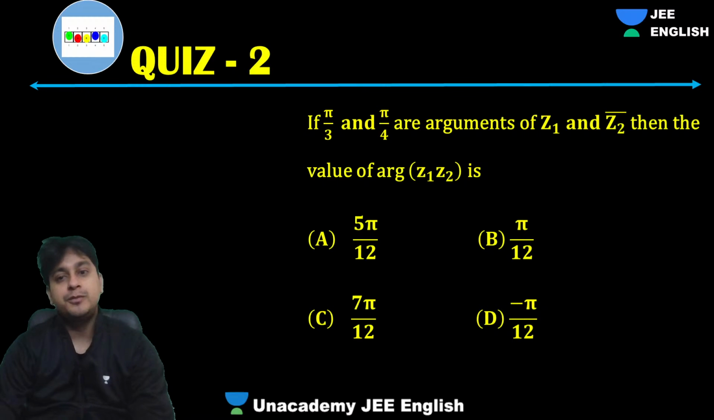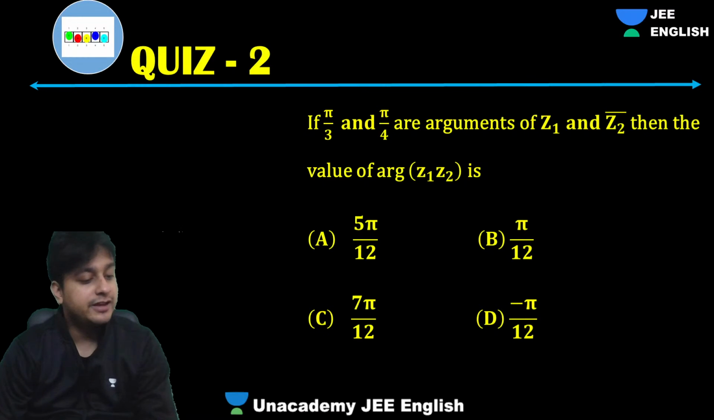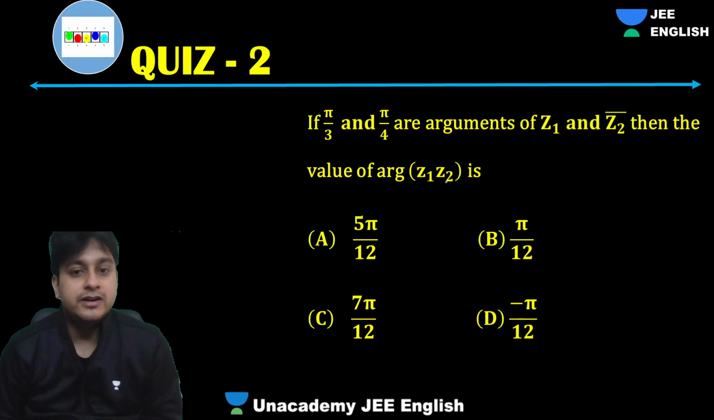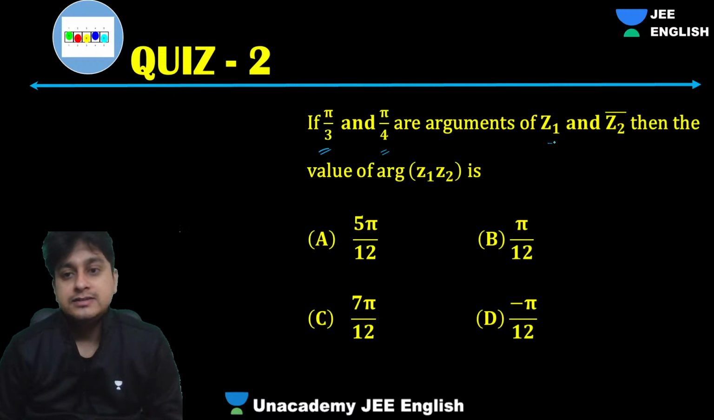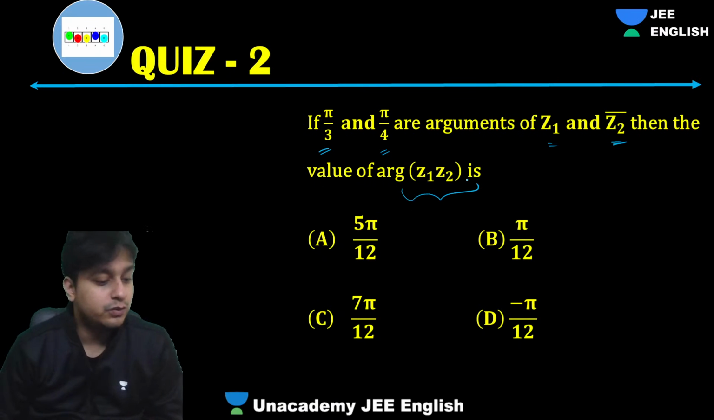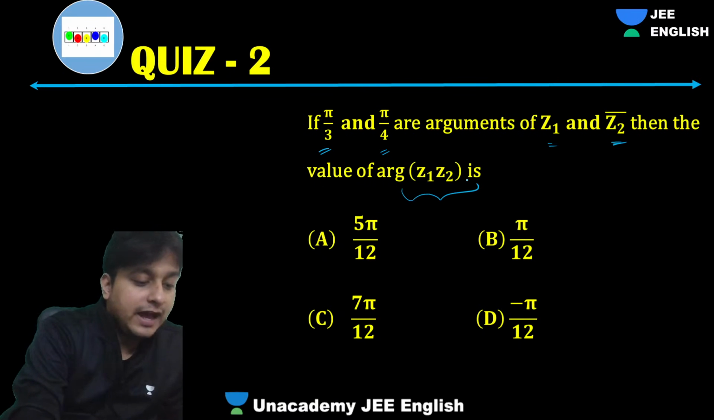You just have to use the property which I told you over here also. So guys, very basic fundamental question. There are two arguments given, z1 and z2 bar. Then the argument of z1 z2, that's what we have to calculate.